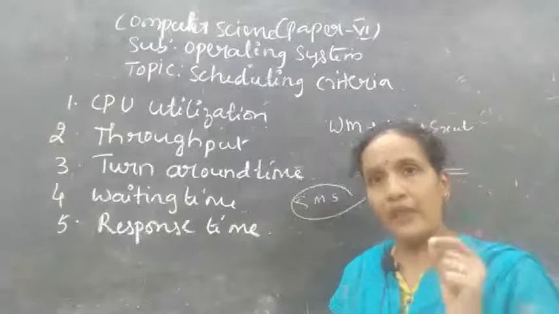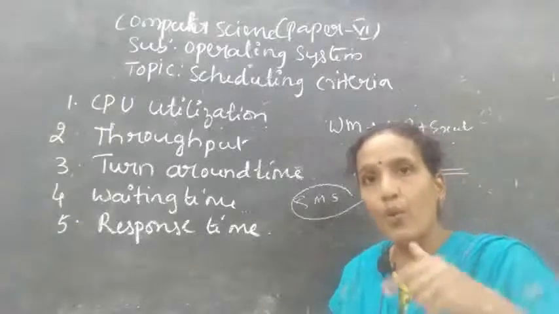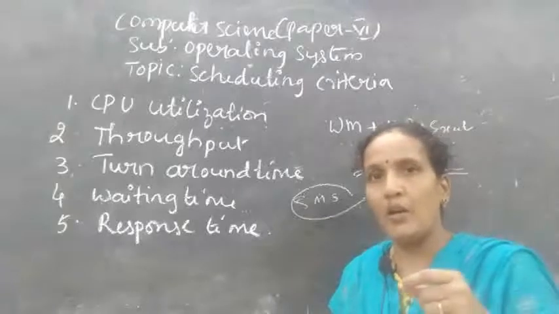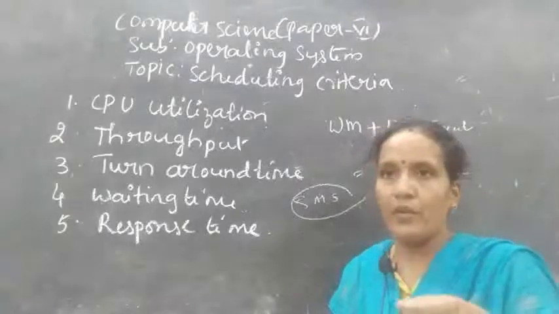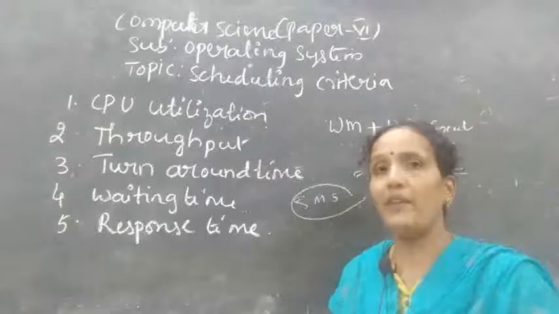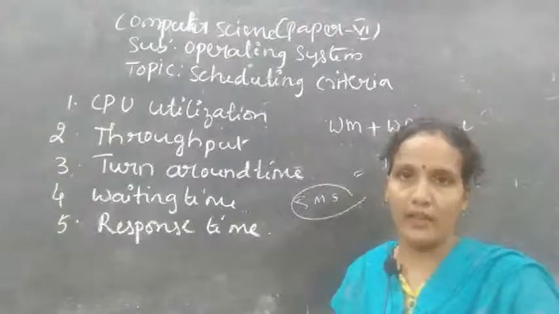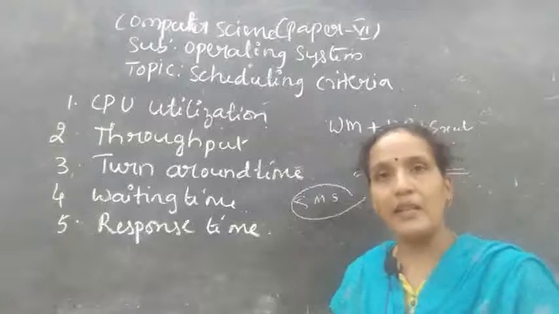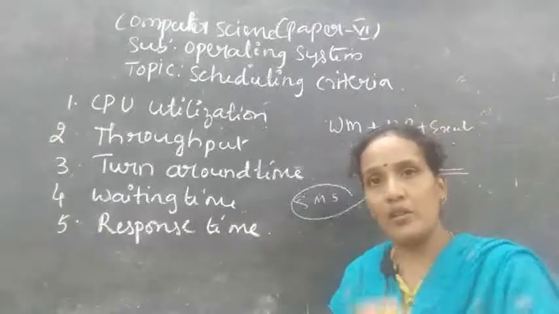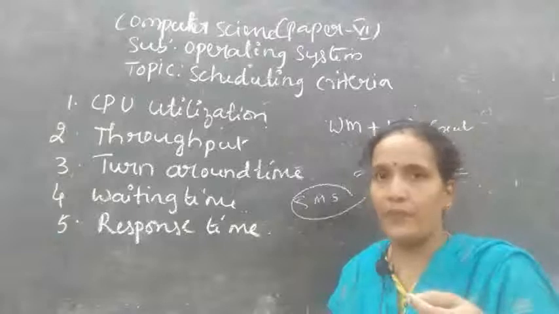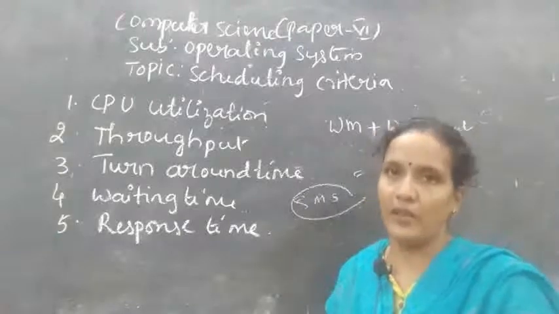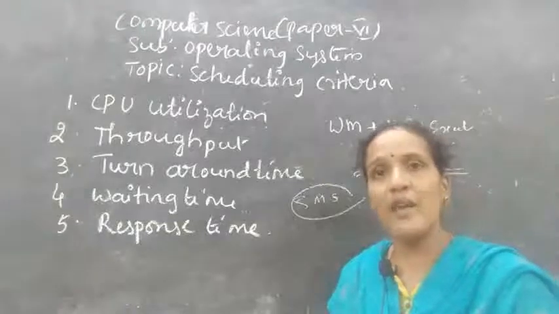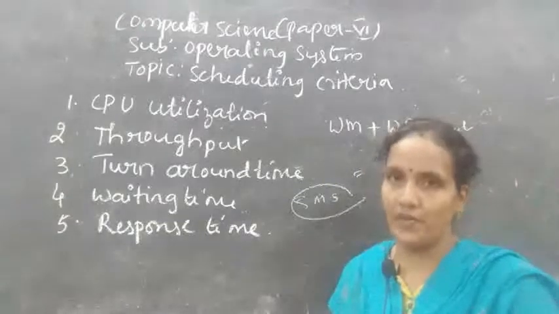But if any algorithm is taking more waiting time, if any process is waiting more time, it will affect the performance of that algorithm. So what it means is, if you are selecting an algorithm and that algorithm makes the process wait for more time, that is not an efficient algorithm. So whatever algorithm you select should minimize the waiting time of the process.